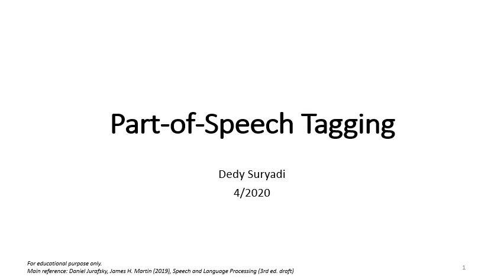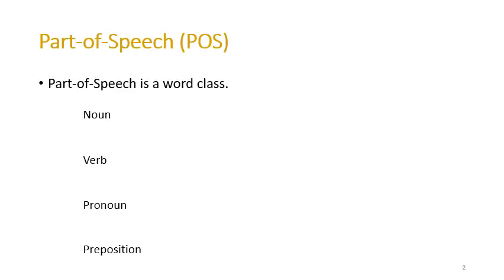Okay, so let's start with the topic of this week, which I think is one of the important topics in the area of text mining or natural language processing. It is called part-of-speech tagging. Let's start by talking about what part-of-speech is. Part-of-speech is a word class, or you can think of it as a category of a word. For example, you categorize the words into noun, verb, pronoun, preposition, and so on.